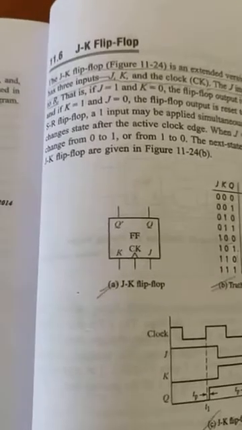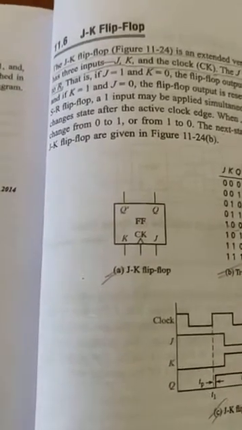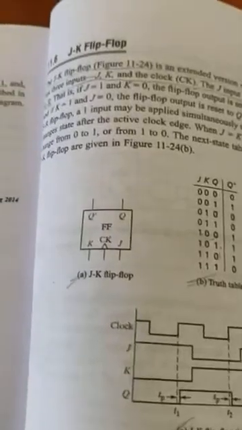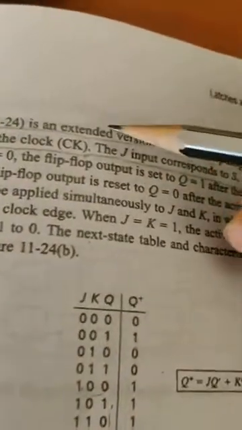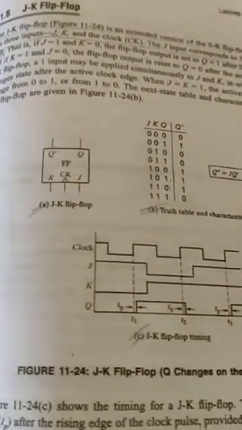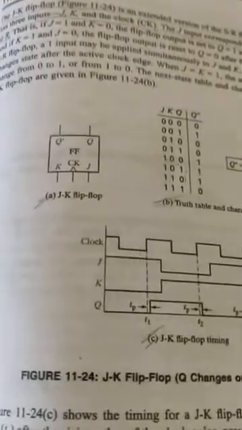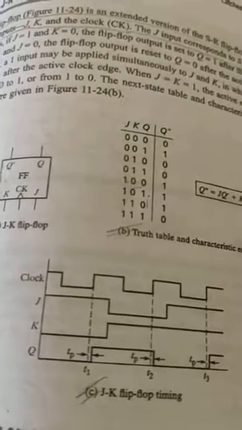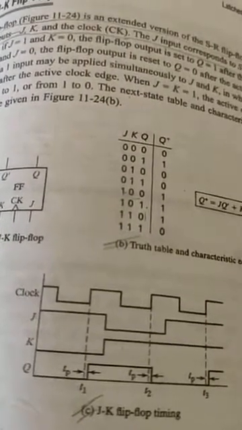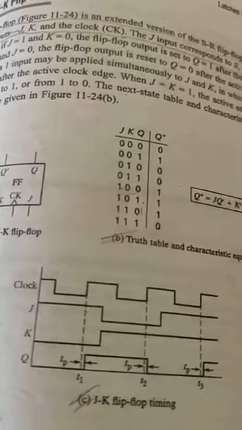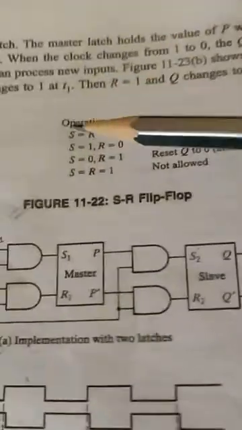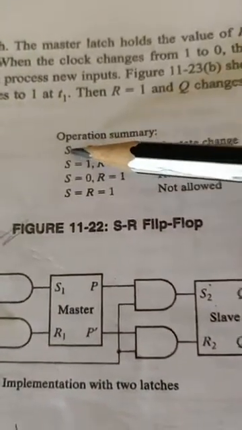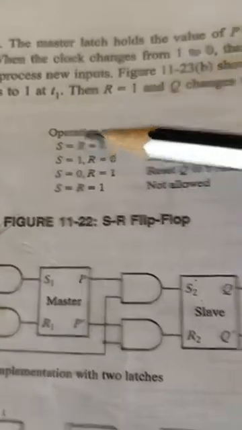This is exactly the same as SR flip-flop with only one small change. I can just tell this is an extended version of SR flip-flop. JK flip-flop is an extended version of SR flip-flop. In case of SR flip-flop, we commonly refer to set and reset. In JK, set refers to J, reset refers to K. That's it. Here we call them S and R, here we call them J and K. Rather than calling it S, we call it J. Rather than calling it R, we call it K.